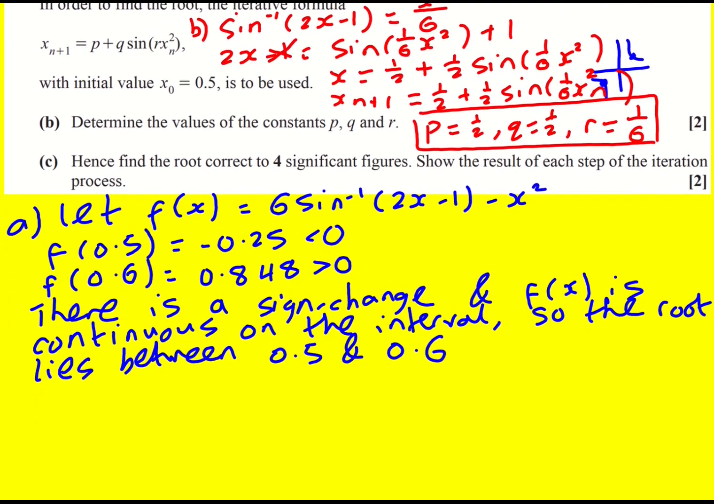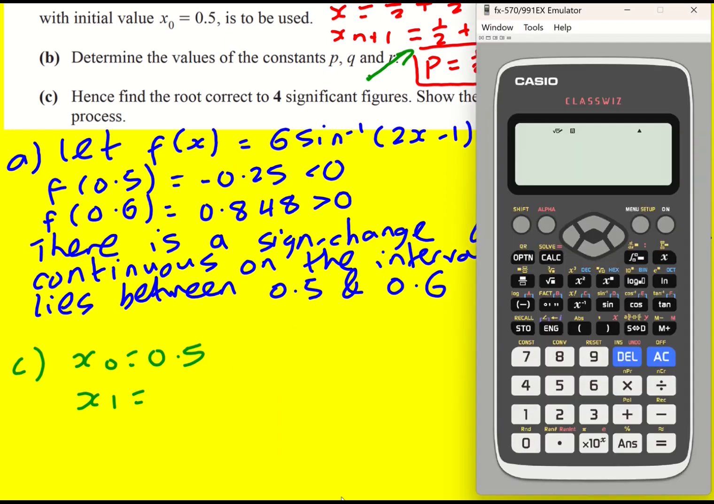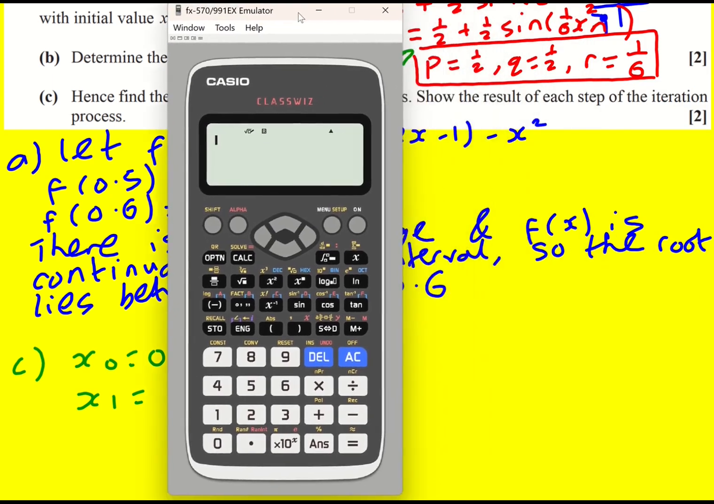Hence, find the root correct to 4 significant figures. We've got our x naught, which we're told is 0.5, and then we're simply going to substitute this into the formula up here, get an answer, and put it back in, and so on until we get an answer correct for 4 significant figures. We're not asked to prove that it's true for 4 significant figures using a sign change rule or anything. Sometimes that's asked. So this is just checking that we can use the formula.